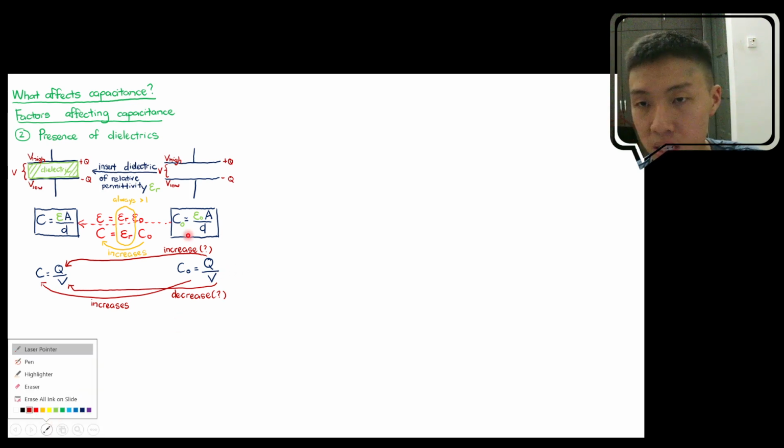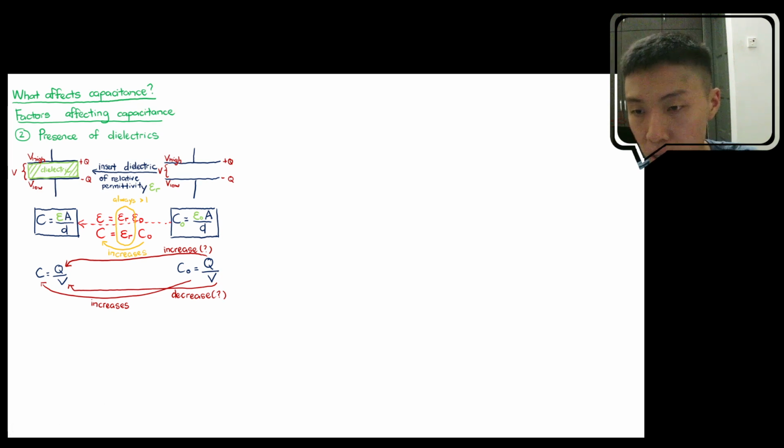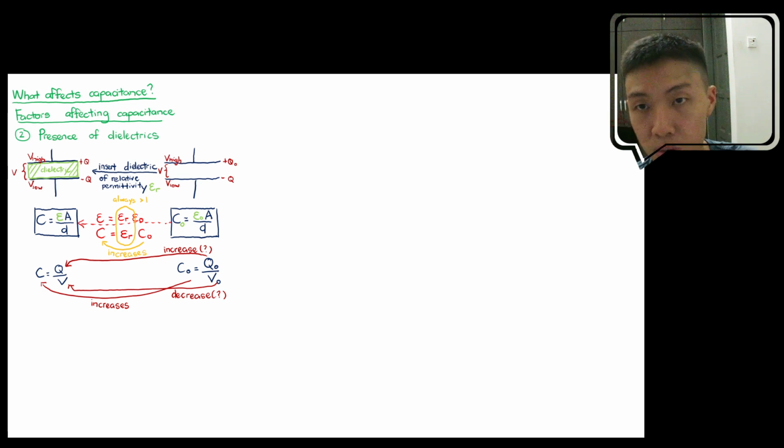By keeping consistent with the idea of using naught for without dielectric, we are going to give a naught for without dielectric. So Q naught represents without dielectric, and V naught represents without dielectric. We are going to edit the diagram a little bit. This one will be called positive Q naught, negative Q naught. This one is called V naught.